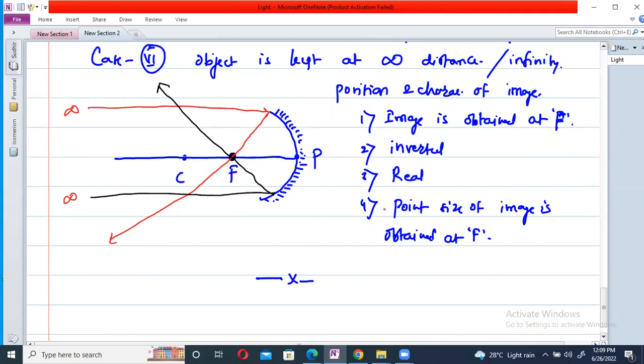In my next video, I will discuss with you the formation of image with the help of a convex mirror, how it will be. I'll explain it to you, right?